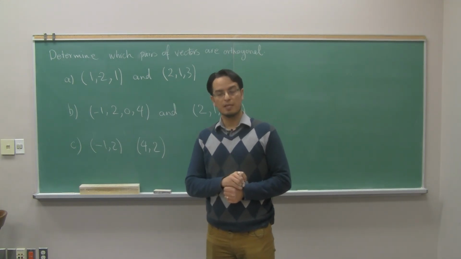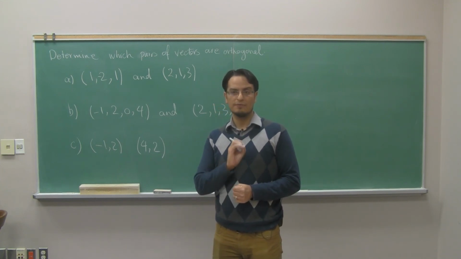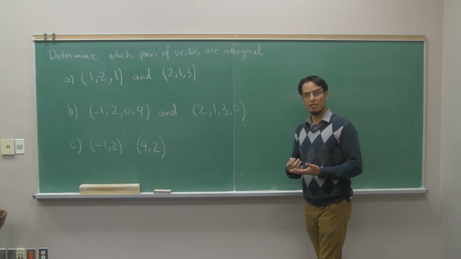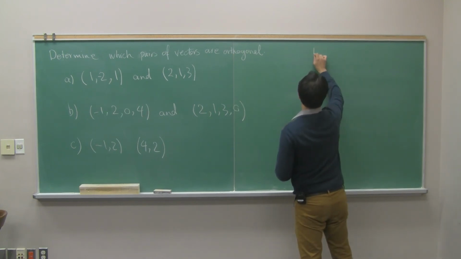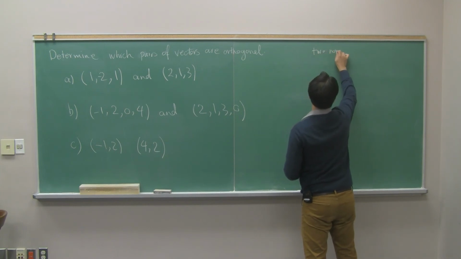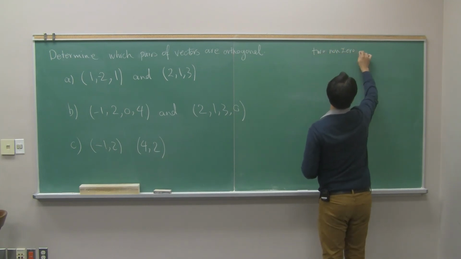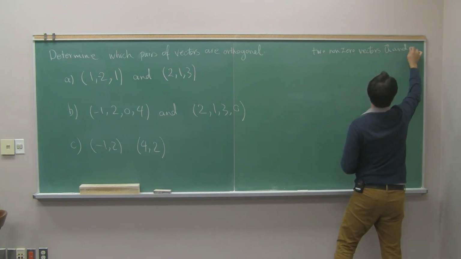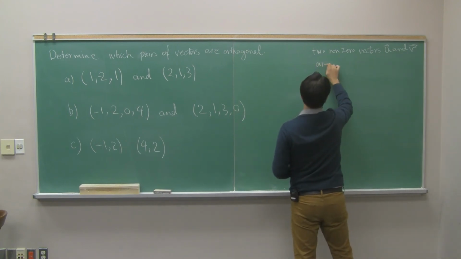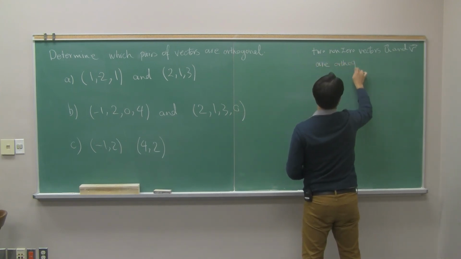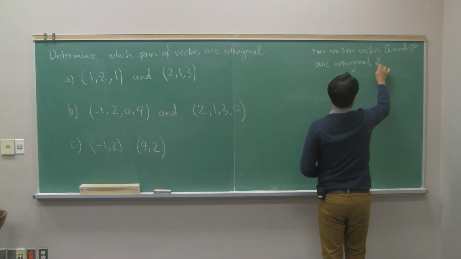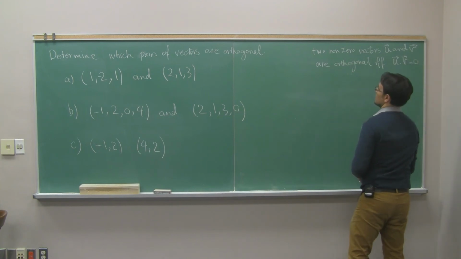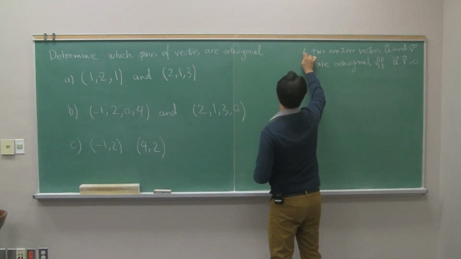Okay, to solve questions like this, the first thing that you have to know is what I would like to call the orthogonality test, which says two non-zero vectors u and v are orthogonal if and only if you dot them, you get the number 0. That's fact one you have to know.